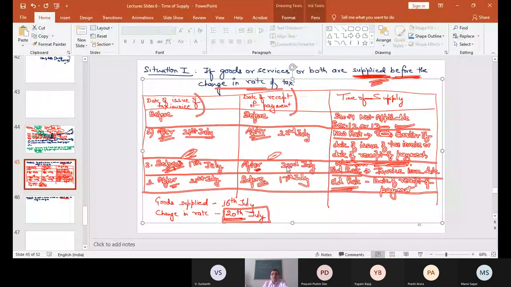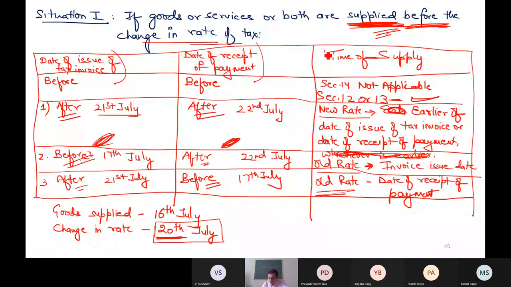So situation one was the situation where goods are supplied before the change in date of tax. You are concerned with date of issue of invoice or date of receipt of payment. On this basis, we determine the time of supply. Decision is based on where the two events lie out of those three. If those two events lie in the after change period, then new rate; before change period, old rate. On this basis, I can check the date also.